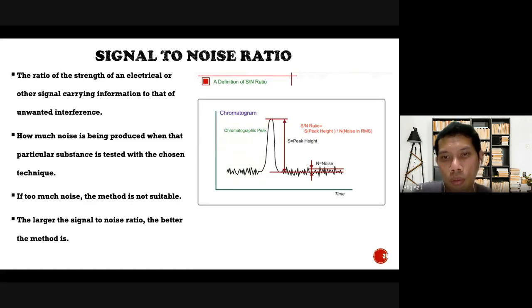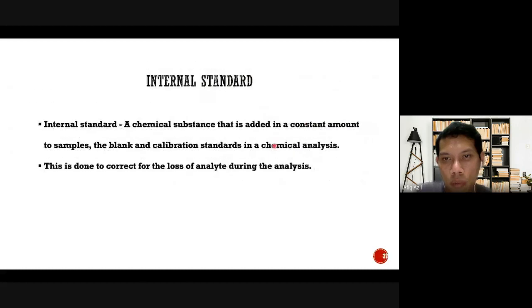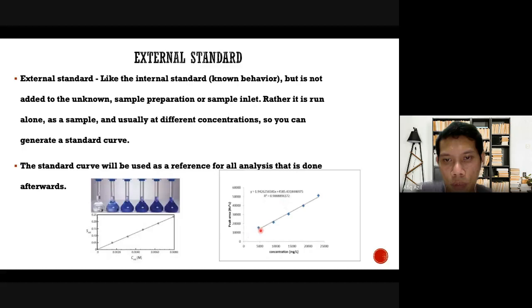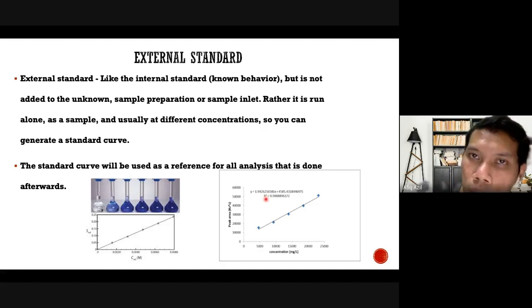In this graph, let's say you have your 5,000 mg per liter concentration. If you double it, the peak area should correspond to that value as well. Once you plot a graph like this, you should get a straight line. The most important is the R squared value, which can be obtained easily by using Excel.